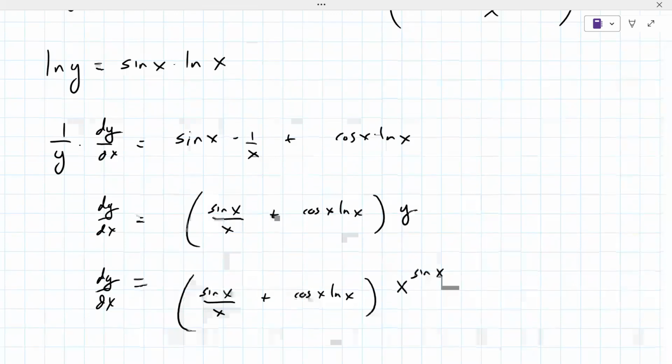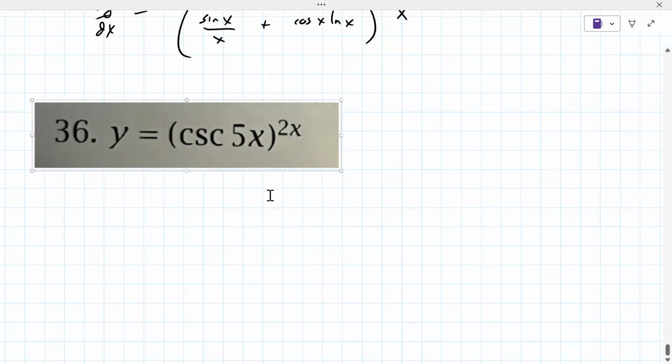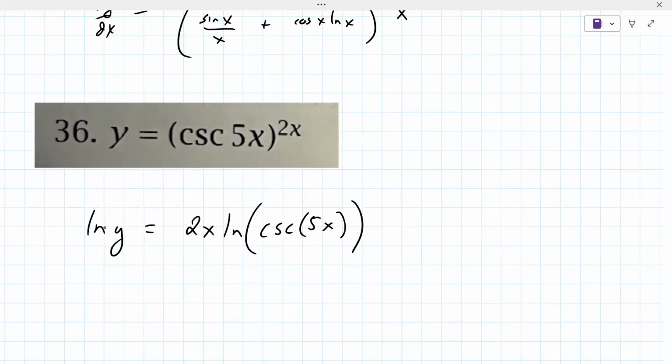To a lesser extent, there's a couple of problems here on your homework that you would actually use this technique for. And here's one of them. So you would want to do the natural log of y equals 2x, the natural log of cosecant 5x. There's no other way to do this, by the way. This is it. So do you want to give this a try, please?